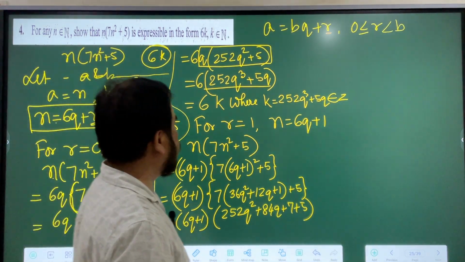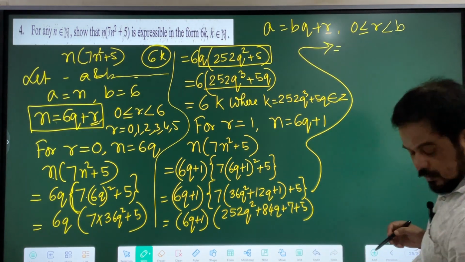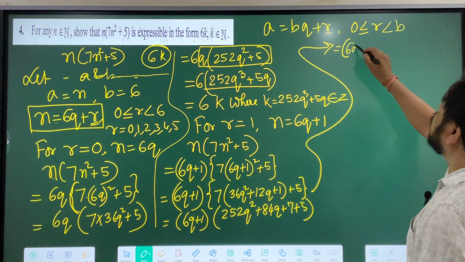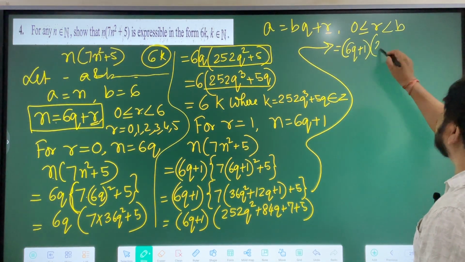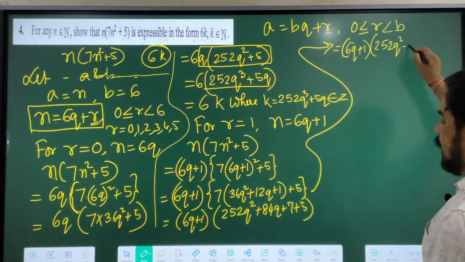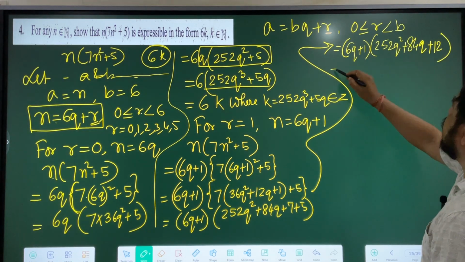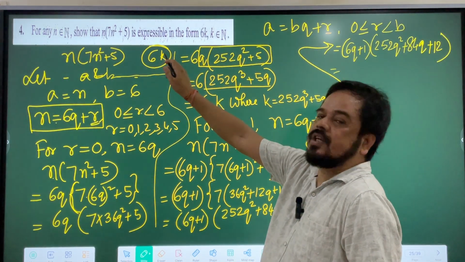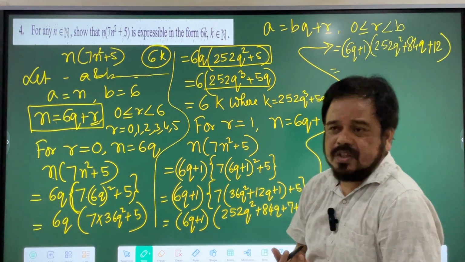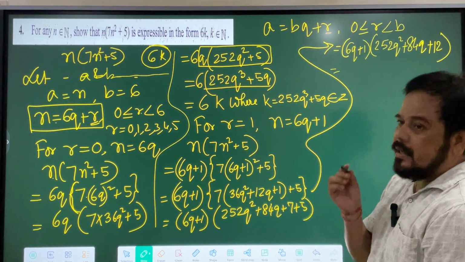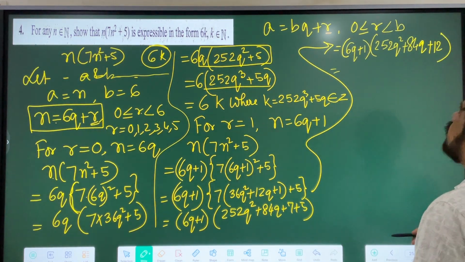Okay. Now 6q plus 1. Okay, let us write one more time: 252q square plus 84q plus 12. What is our aim? We have to get 6k. We are supposed to get 6k, 6 into something. In that something, q must be present.